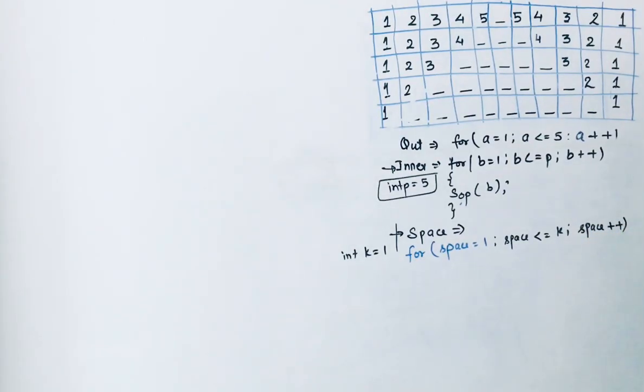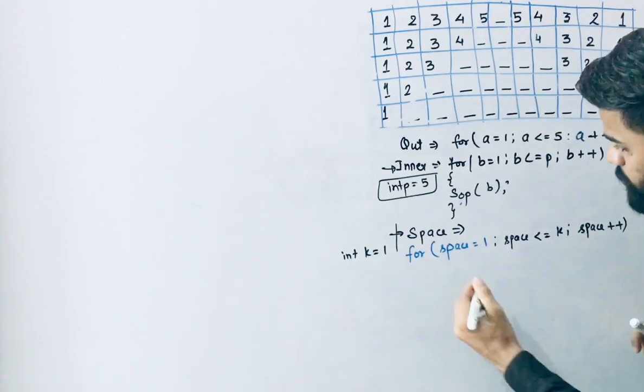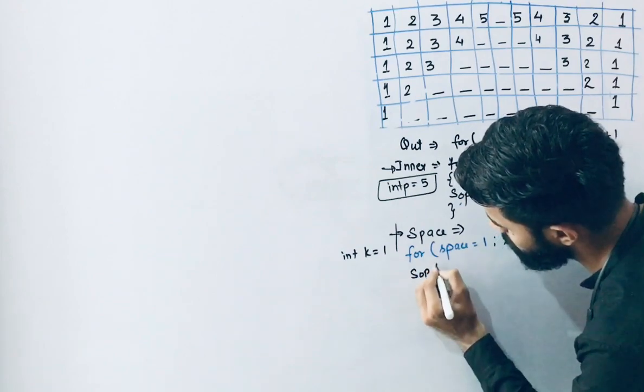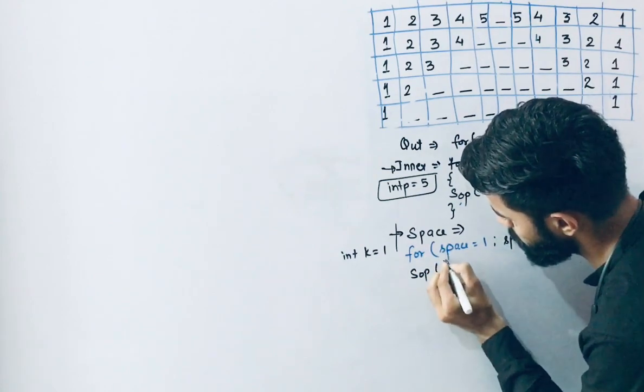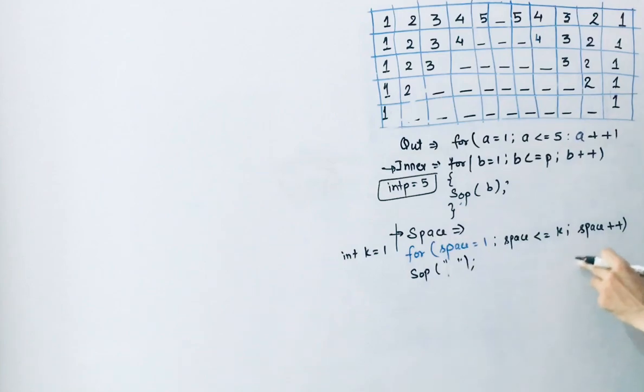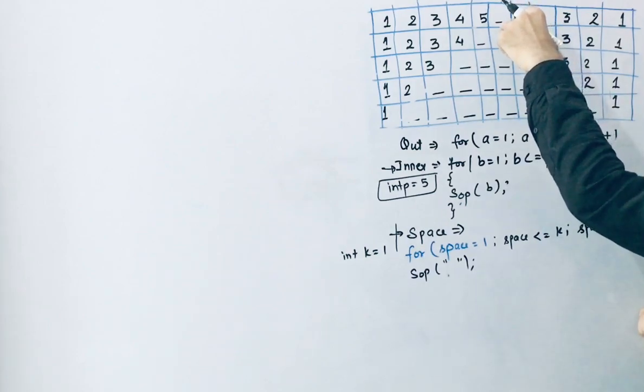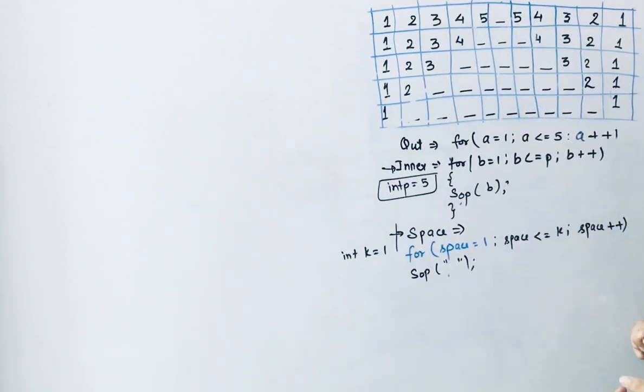plus plus. So now see class, what we see, int k equal to 1, so the value of space is 1, and 1 is less than or equal to 1, so it prints 1 time space. Clear? And I'm also writing here SOP space, and then when it comes here, space plus plus means space equal to 2, so 2 is less than or equal to 1, it is false, and then this loop will be terminated. So the first time it prints 1 time, and let's see what happens in the second loop.